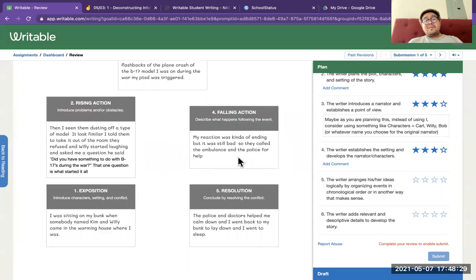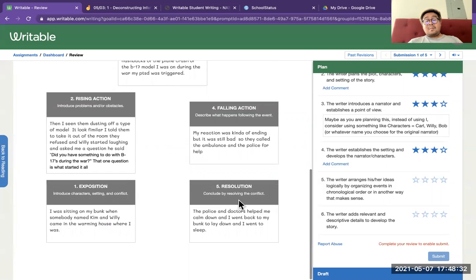However, 4 and 5, the way they're set up here, it sounds like a great story is going to come out of this. The writer says that my reaction was kind of ending and it was still bad, so they called the ambulance and the police for help. And then in the resolution, the police and doctors helped me calm down, and I went back to my bunk to lay down and I went to sleep. So that sounds like there's a good story that could come up about that. But think about it. Why does this make me concerned? Why am I scared when I see this as the teacher grading this?